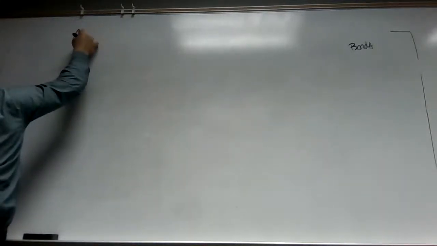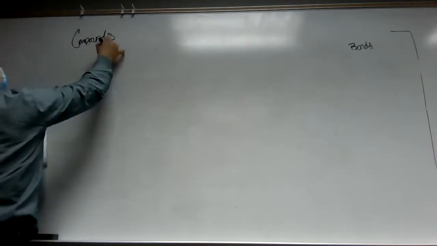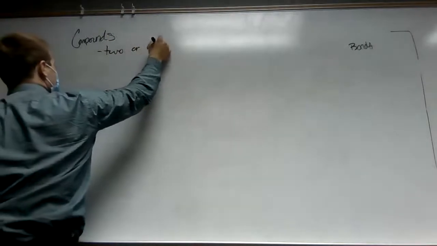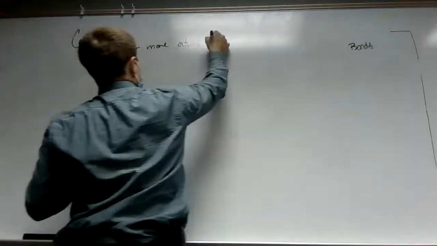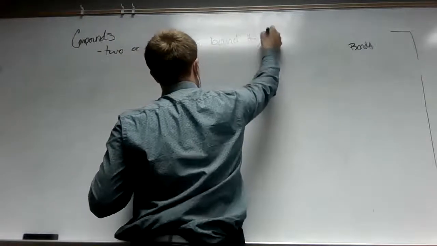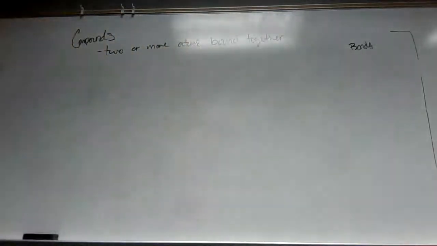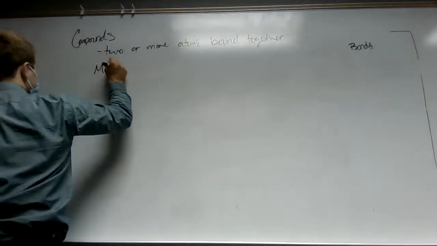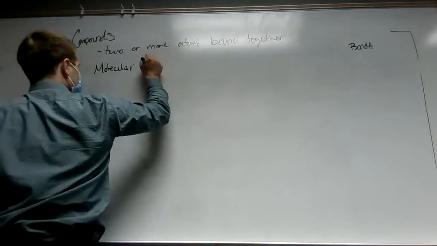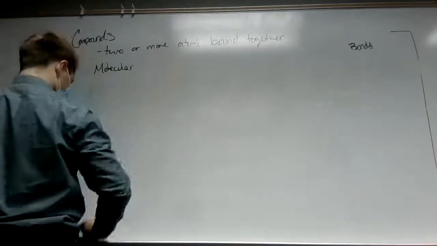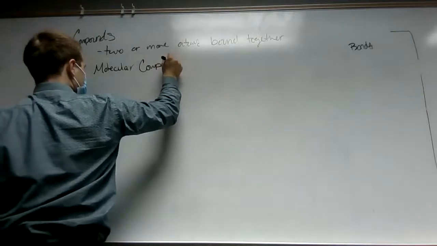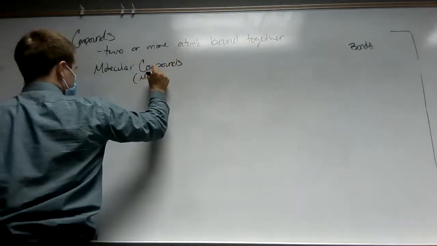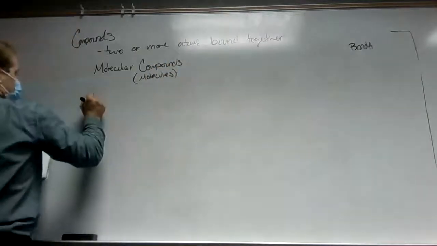Compound. Compounds are two or more atoms bound together. We have molecular compounds, or molecules, and we have ionic compounds.